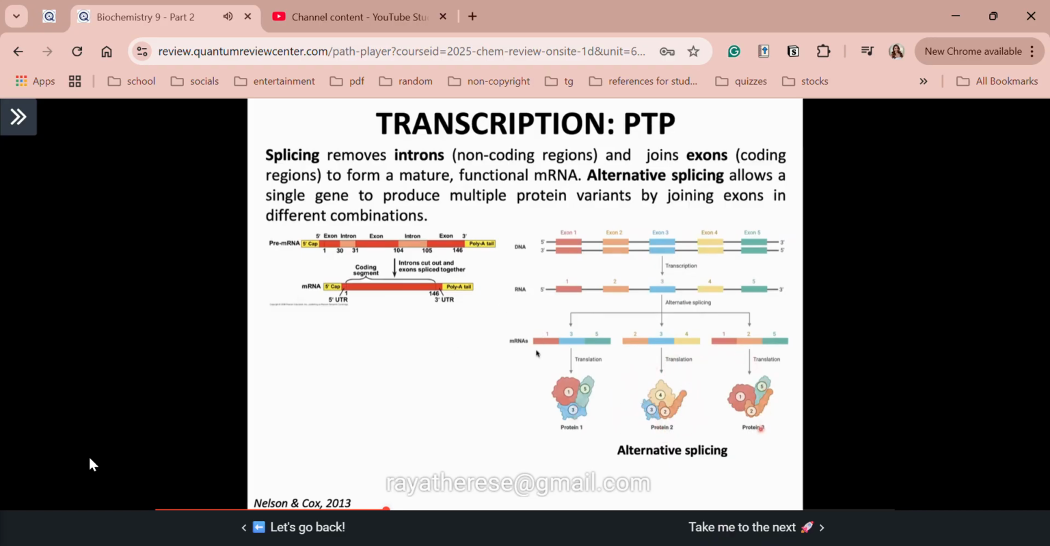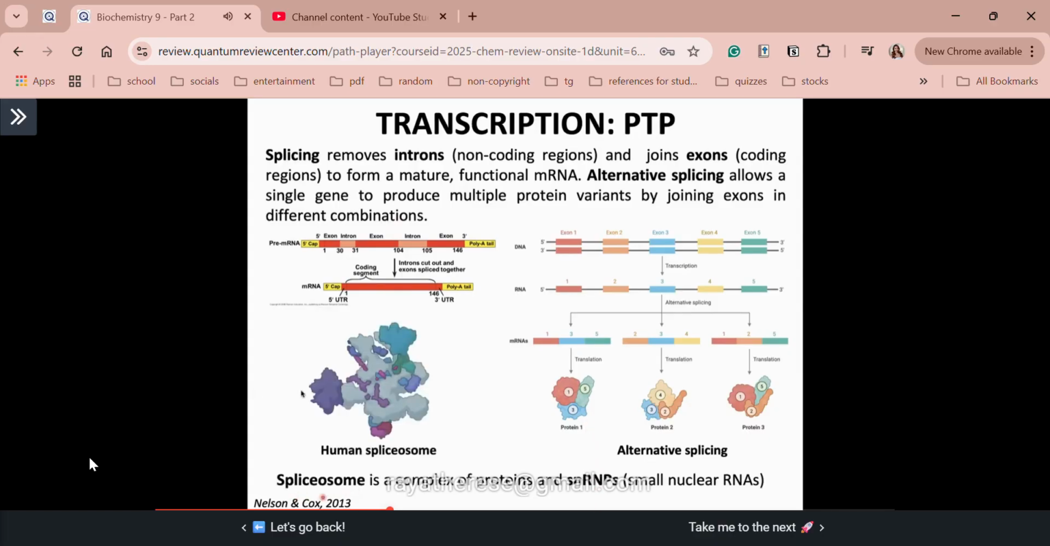For our protein tree, exons 1, 2, and 5 are mixed and matched. And here, alternative splicing is formally defined as splicing that allows a single gene to produce multiple protein variants by joining exons in different combinations. Of course, even this alternative splicing occurs in your spliceosome.